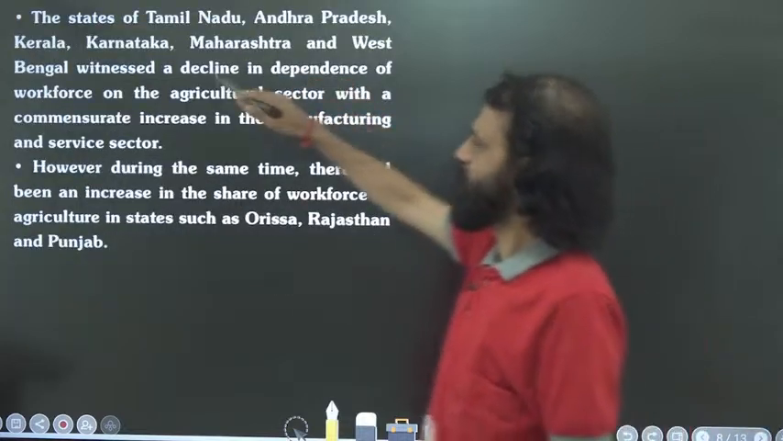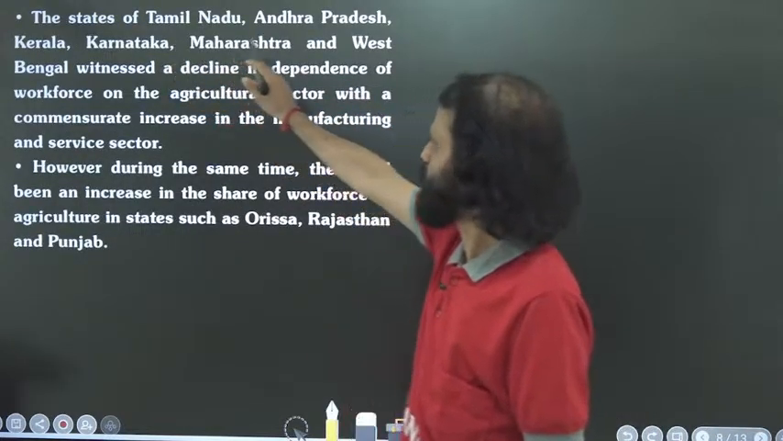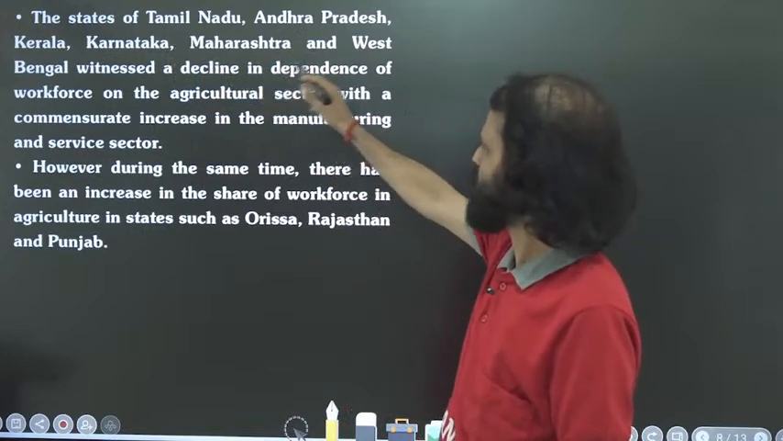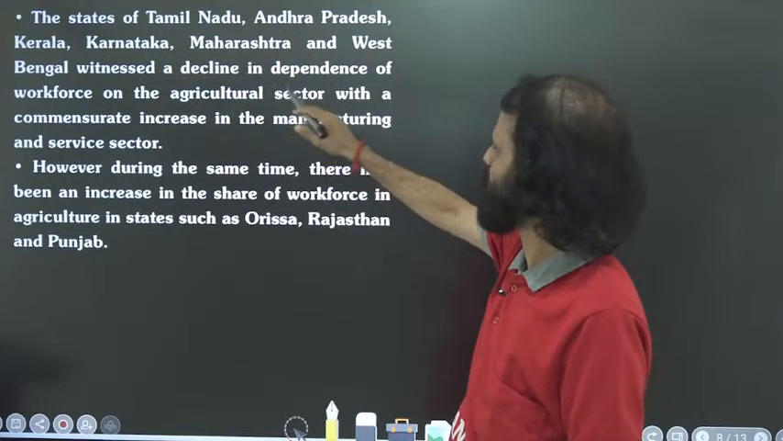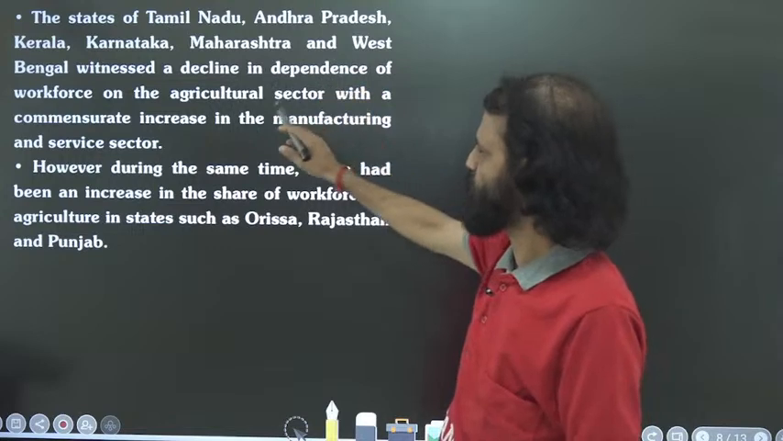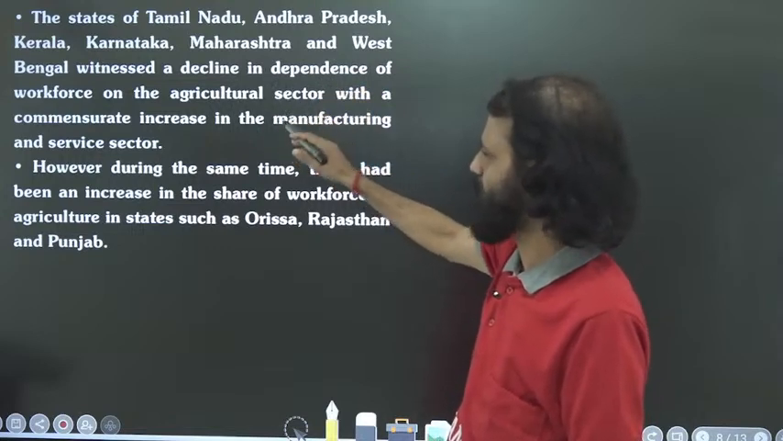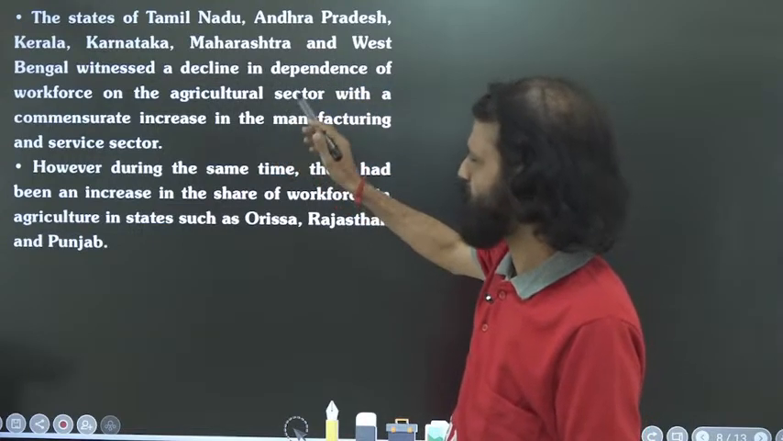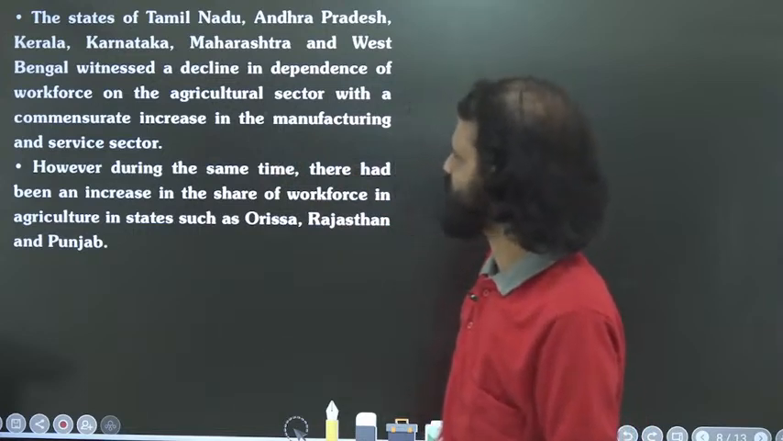So what is the regional variation? The states of Tamil Nadu, Andhra Pradesh, Kerala, Karnataka, Maharashtra and West Bengal witnessed a decline in dependence of workforce on the agricultural sector with a commensurate increase in the manufacturing and the service sector.